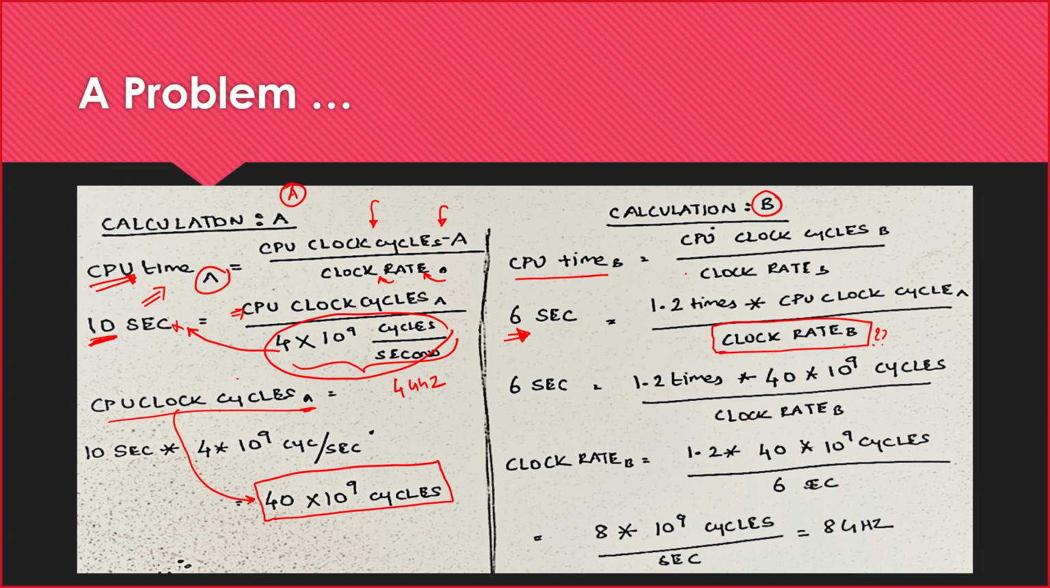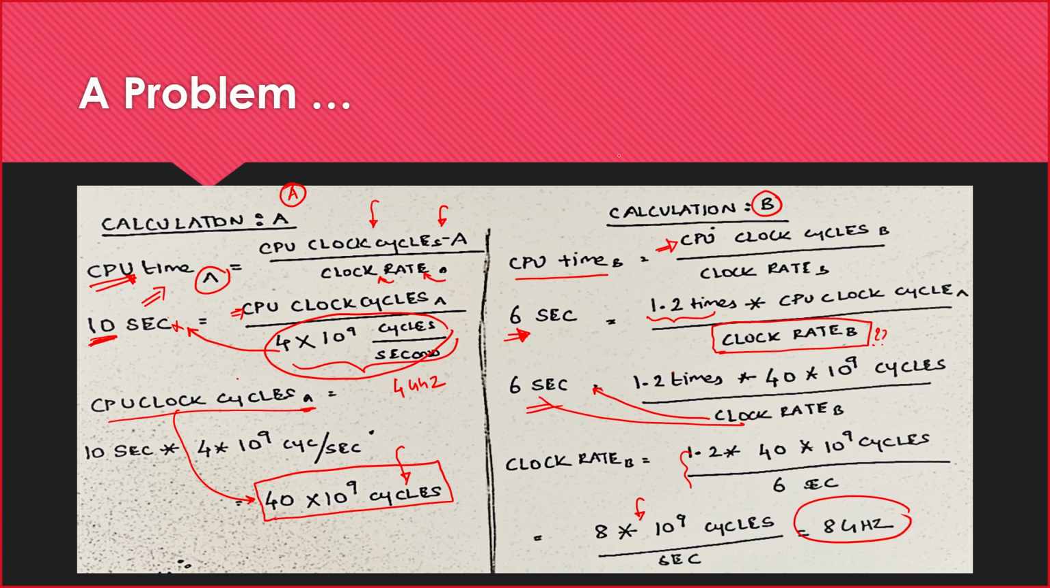But they told us that the CPU clock cycles change to 1.2 times. So 1.2 times A is already done. We already have the result for A, which is 40 into 10 to the power of 9. So 1.2 into 40 into 10 to the power of 9 by clock rate is equal to 6 seconds. Now I can pull the clock rate to one side and the cycles to the other. When I do the division, I get 8 into 10 to the power of 9 cycles per second, which is nothing but 8 gigahertz.